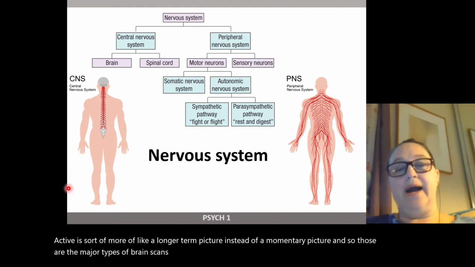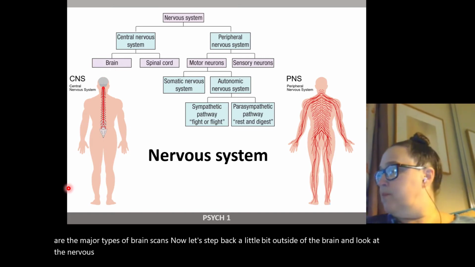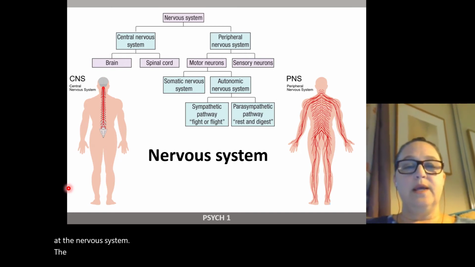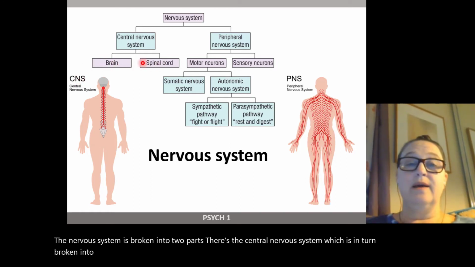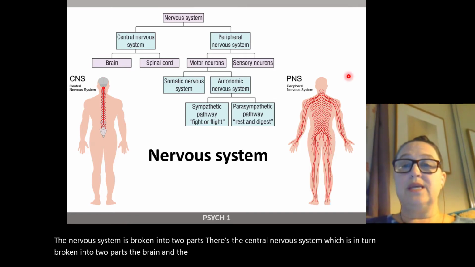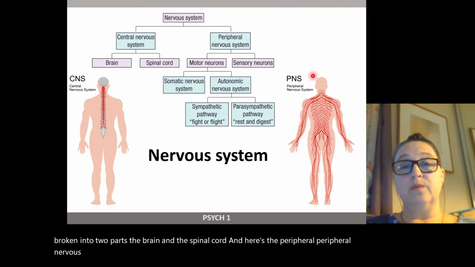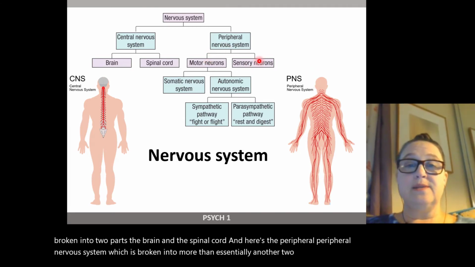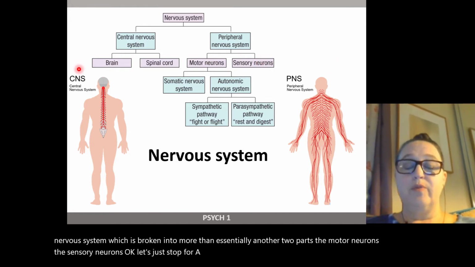Now let's step back a little bit outside of the brain and look at the nervous system. The nervous system is broken into two parts. There's the central nervous system, which is in turn broken into two parts, the brain and the spinal cord. And here's the peripheral nervous system, which is broken into essentially another two parts, the motor neurons and the sensory neurons. Okay, let's just stop for a minute. So the central nervous system: brain and spinal cord.